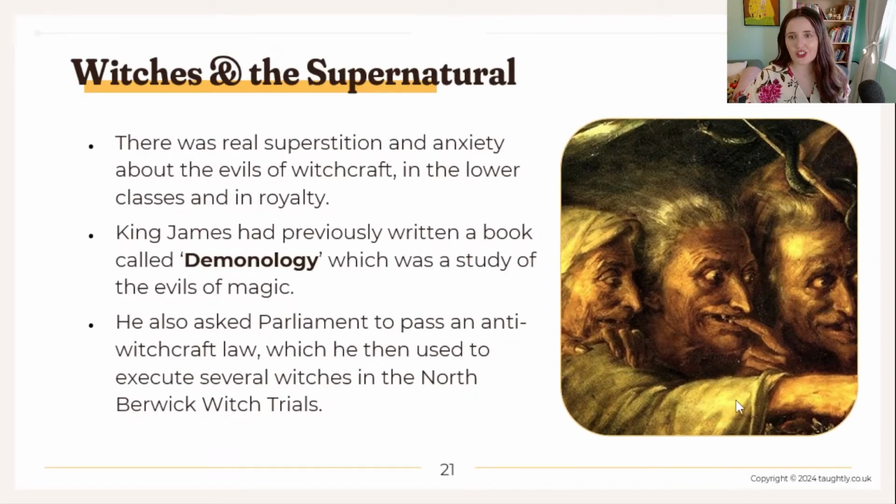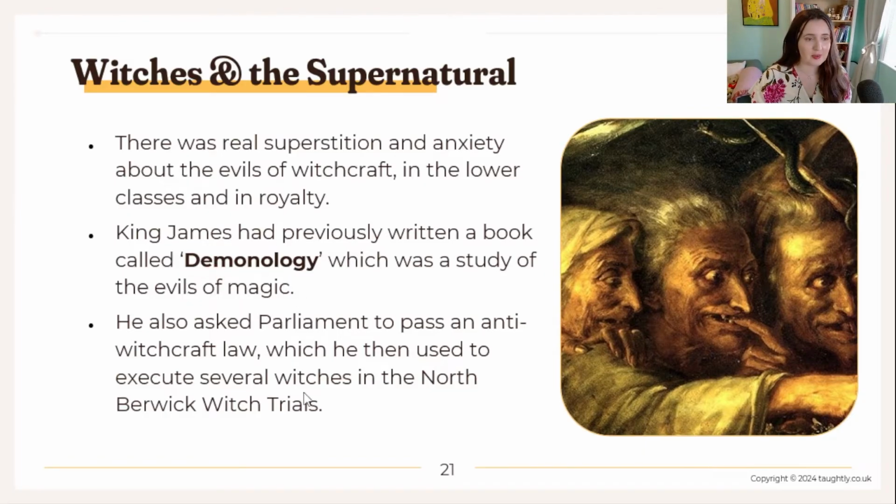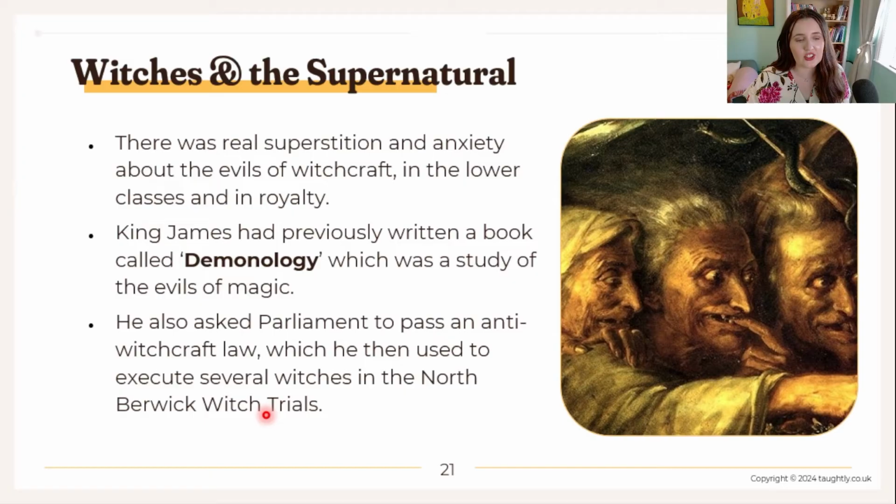Now, we've touched on witches and the supernatural already, but don't forget that in the Jacobean era there was a real superstition and belief and anxiety in witchcraft, in both the lower classes and also in royalty, with King James writing the book Demonology. In fact, King James I even asked Parliament to pass an anti-witchcraft law. Ooh, that'll stop them. Now there's a law. No more witches. And he actually also killed several witches in the North Berwick witch trials.